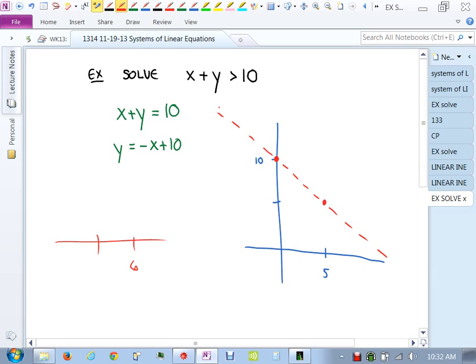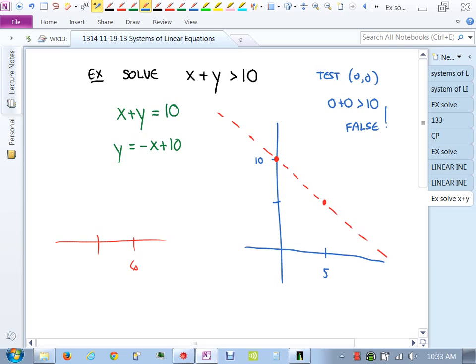Okay, now I need to figure out if I'm going to shade above it or below it. So I test a point, right? Now I'm going to test a point. Let me test 0, 0. Okay, if I plug it in, I get 0 plus 0 greater than 10. That's not true, right? That's false. That tells me that this point, 0, 0, that I tested does not work, which means everything down here does not work, which means everything on the other side does.